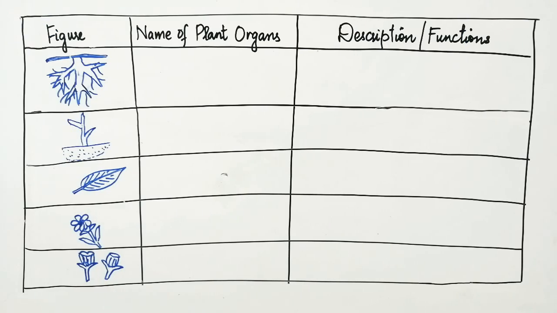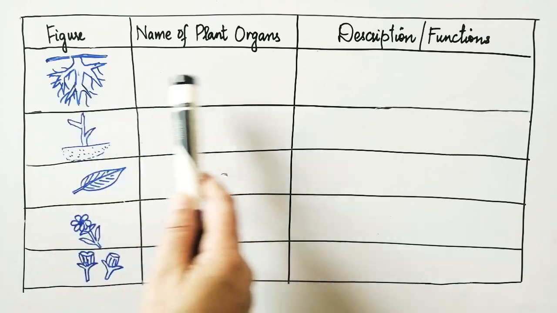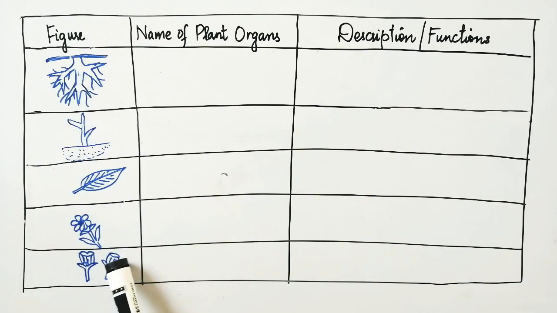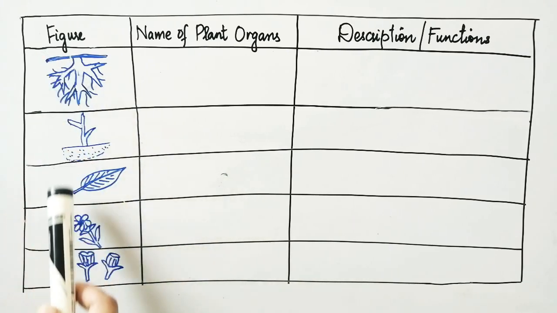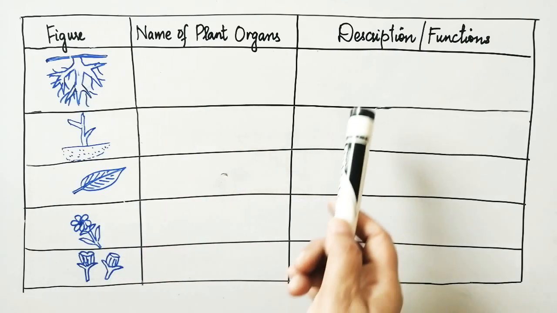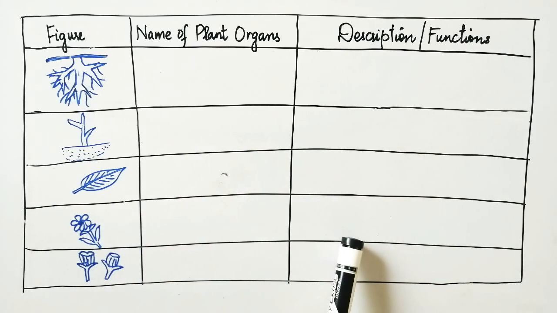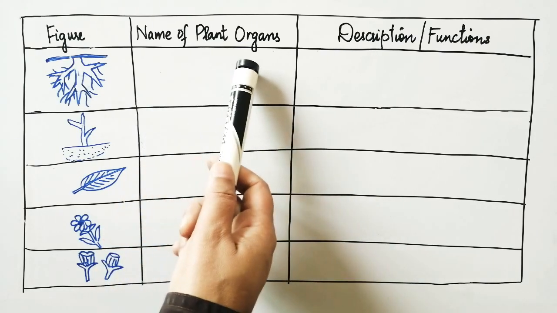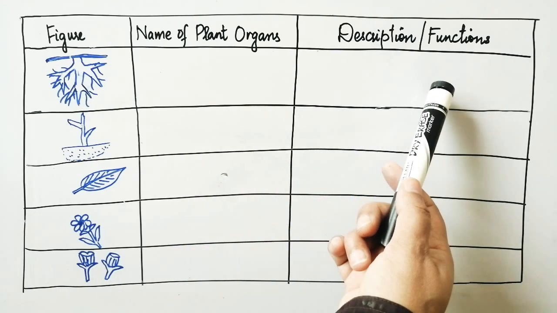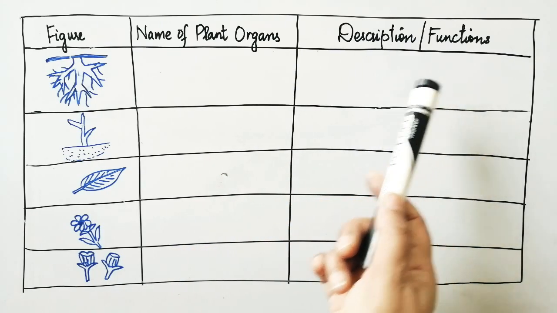Dear students, in this table you can see that I have made some rows and columns. And in the first column, I have made some figures related to the plant organs. Now there are two rows, or space provided to you, for writing down the name of the plant organs as well as their description. You can also write down the functions.